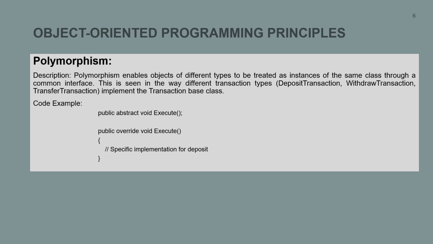If we consider its code explanation, the ExecuteTransaction method in the Bank class takes a Transaction object as a parameter. This allows it to execute any type of transaction, like deposit, withdrawal, or transfer, by calling the Execute method defined in the Transaction class, which leverages polymorphism to handle various transaction types seamlessly.